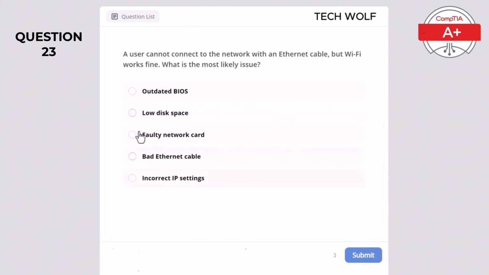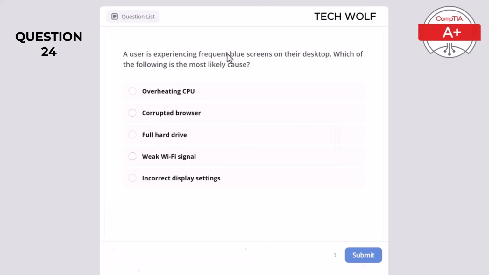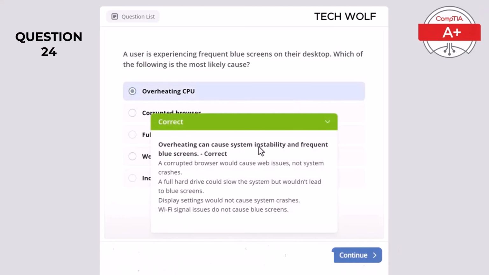And correct answer here is incorrect IP settings, as incorrect IP settings could prevent a wired connection while Wi-Fi still works. A user is experiencing frequent blue screens on their desktop. Which of the following is the most likely cause? Overheating CPU, corrupted browser, full hard drive, weak Wi-Fi signal, incorrect display settings. And correct answer here is overheating CPU, as overheating can cause system instability and frequent blue screens.